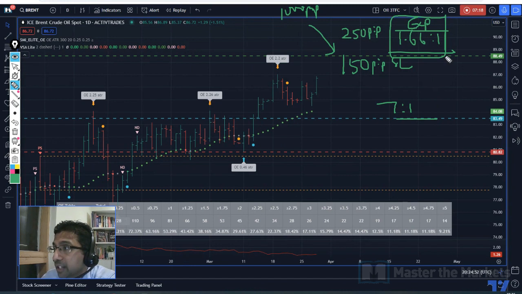This is what we call the expected. This is how the 20% OE usually starts off, so 1.66 to 1 expected. And on Brent oil, it's pretty much similar as well. The target is usually about $1.50, as opposed to about a 2 to 2.5 ATR target. So that's on the expected.